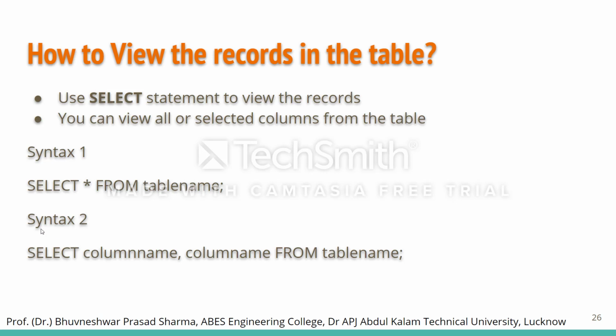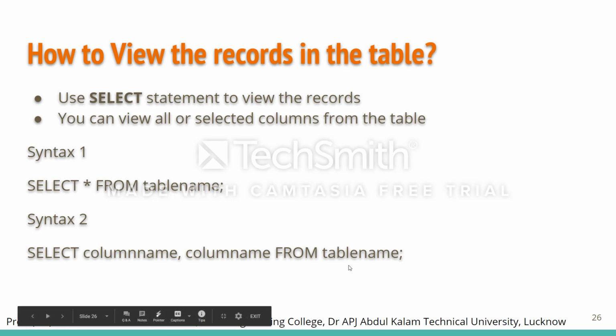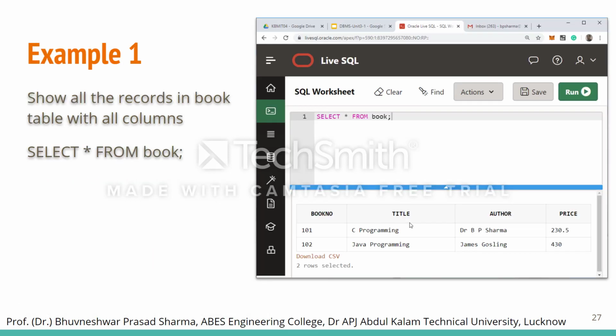Then here is the second, syntax number 2: select column 1, column 2, like that, from the table. See this example. Show all the records in the book table with all columns. So all columns is star. If I type the same command here, select star from book, and click on the Run button, you see here I've inserted two records like this, the earlier one. So here is 101 C Programming, V.P. Sharma, 102 Java Programming, James Gosling, price 430, like that. So records are directly visible here.